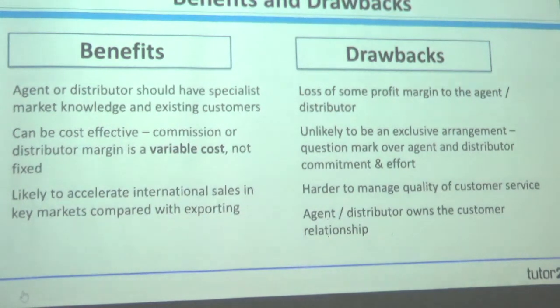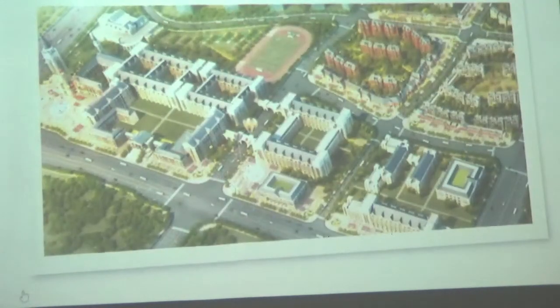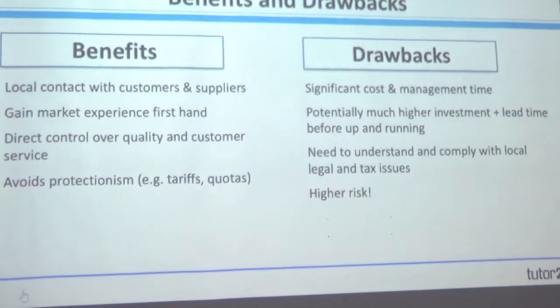Okay, we're halfway there. Let's go through to the third method of entering international markets, which is to open an operation overseas. And I put a picture on the screen there of one of the many new campuses that UK schools and universities are building in emerging markets. That's a great example of actually opening an operation in an international market.